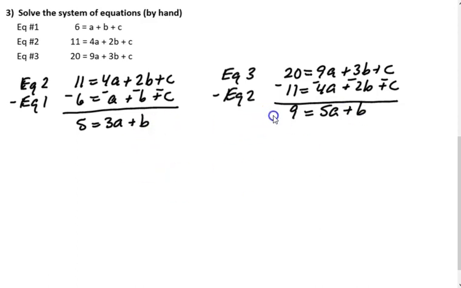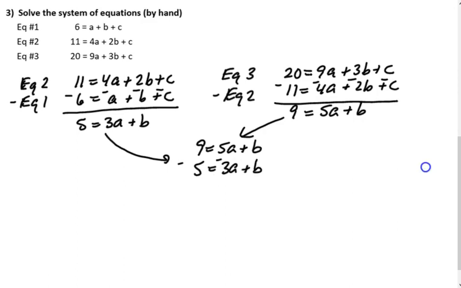And so now I can take these two equations. I'm going to take this equation, 9 equals 5a plus b, and I'm going to subtract this equation from it. Notice I don't even have to multiply by anything because I already have just the 1b. This turns out to be 4 equals 2a, so 2 equals a. So I know one of my variables. Once I know one, it's just a matter of substituting back in to find others.